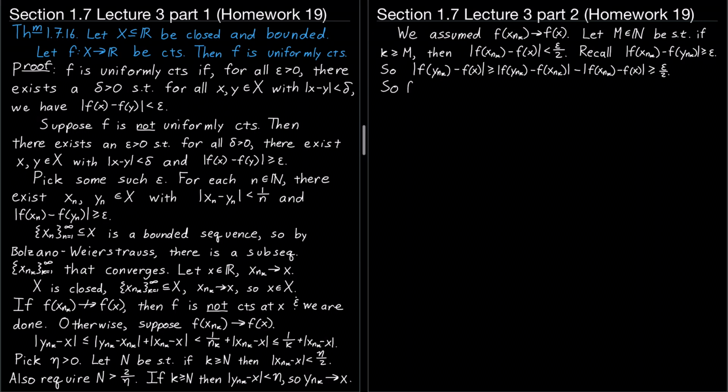So f of y_{n_k} does not converge to f of x, but y_{n_k} does converge to x. So f is not continuous at our limit point x. And that completes the proof.